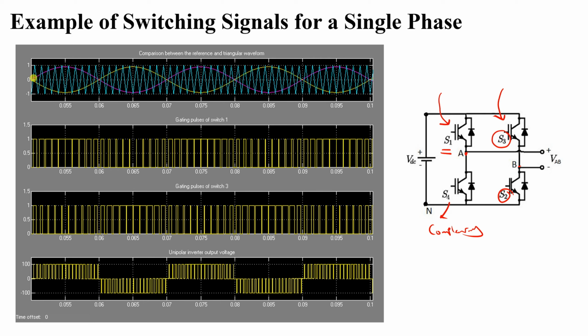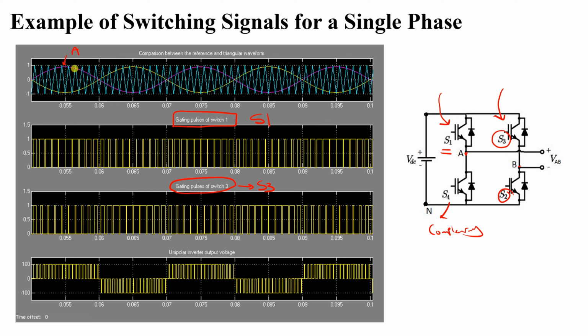Looking at this here, you can see the gate pulses of switch 1, which is S1, this switch. And this is the gating pulse of switch 3, this one. By controlling the switching of S1, we will get S4. And by controlling S3, we will get S2. So let's look at it. This one is for A.